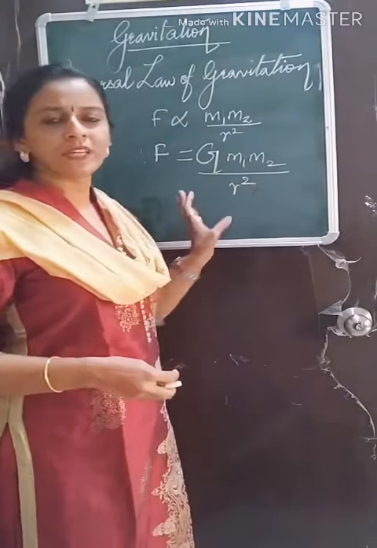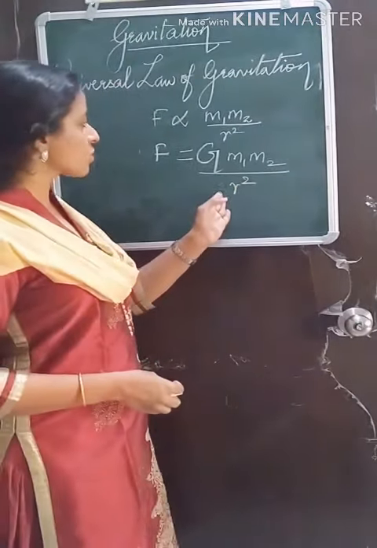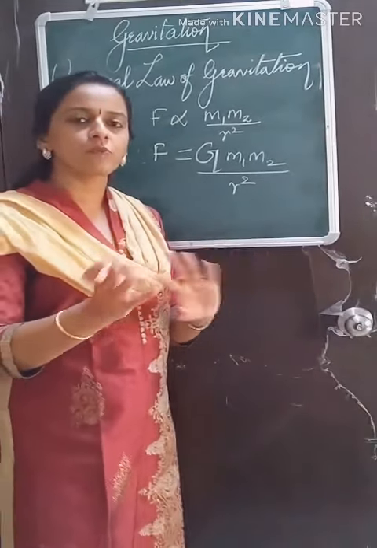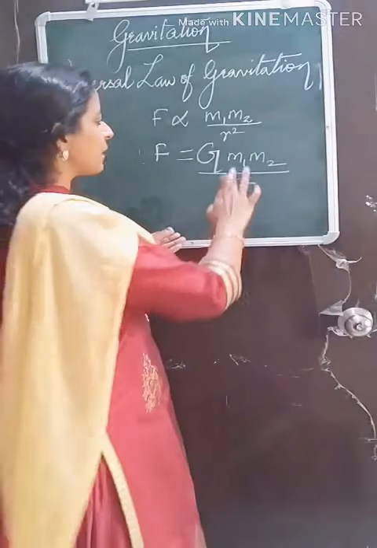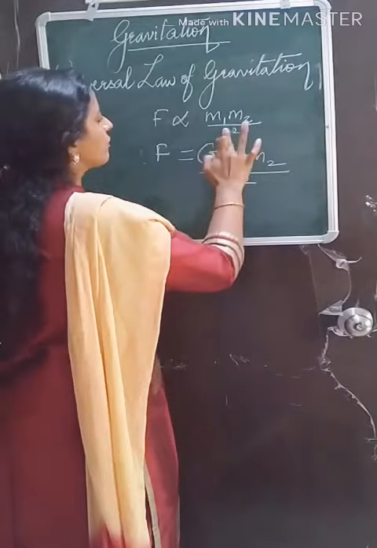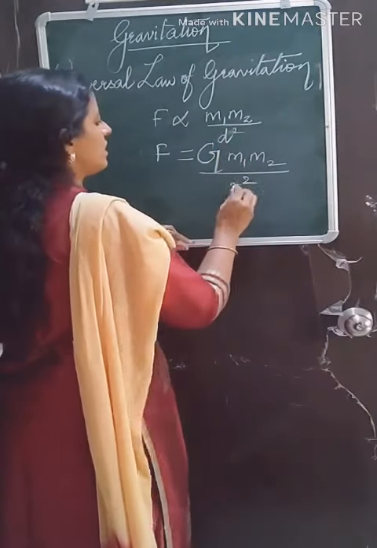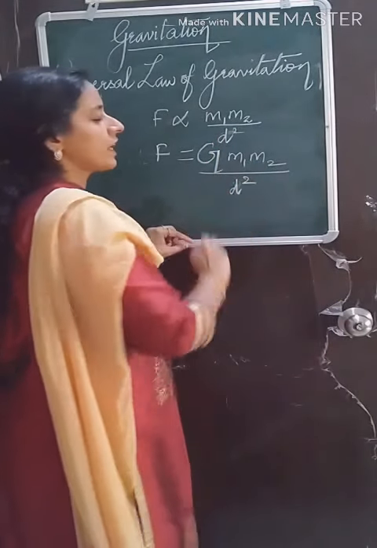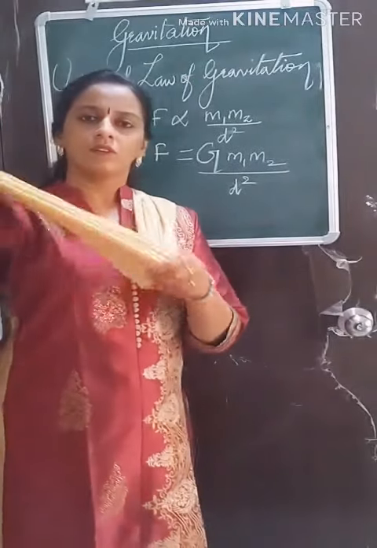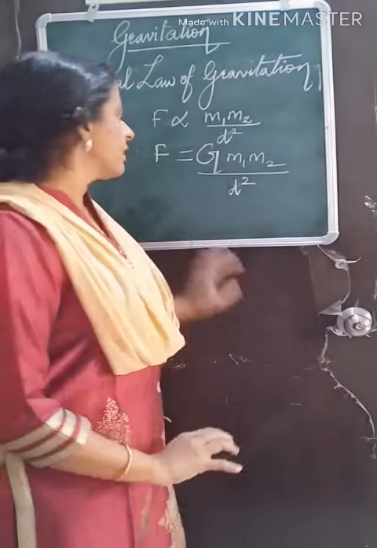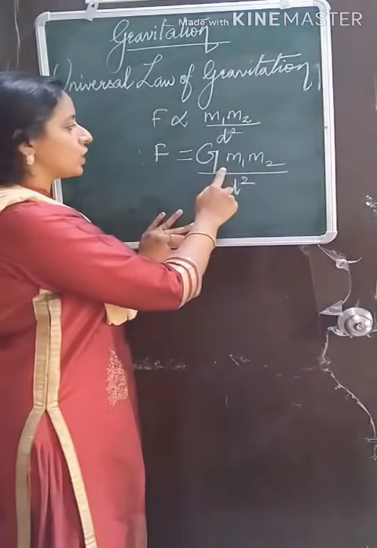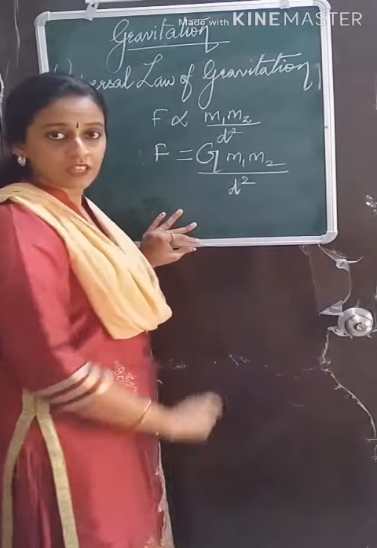In your textbook you may see a d square or r square. It is the distance between two objects. So it can be r square or d square. So if you want, I'll write it as d square, going as per the textbook. Okay, understood till here? So F is equal to G m1 m2 upon d square.